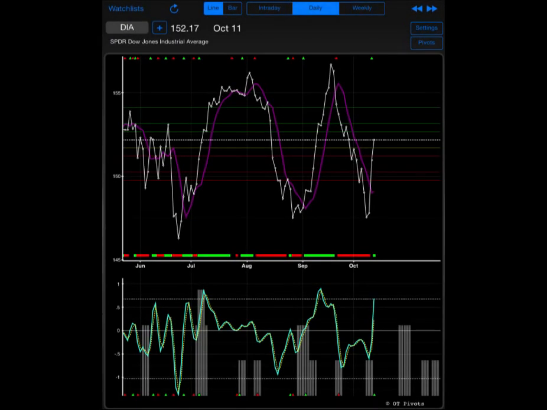The second item for discussion is the OT Pivots app. Developed at the request of our users, it combines the power of pivot lines with cycles and several other new tools developed on the basis of pivot lines in order to provide a unique perspective on stock and index trading.